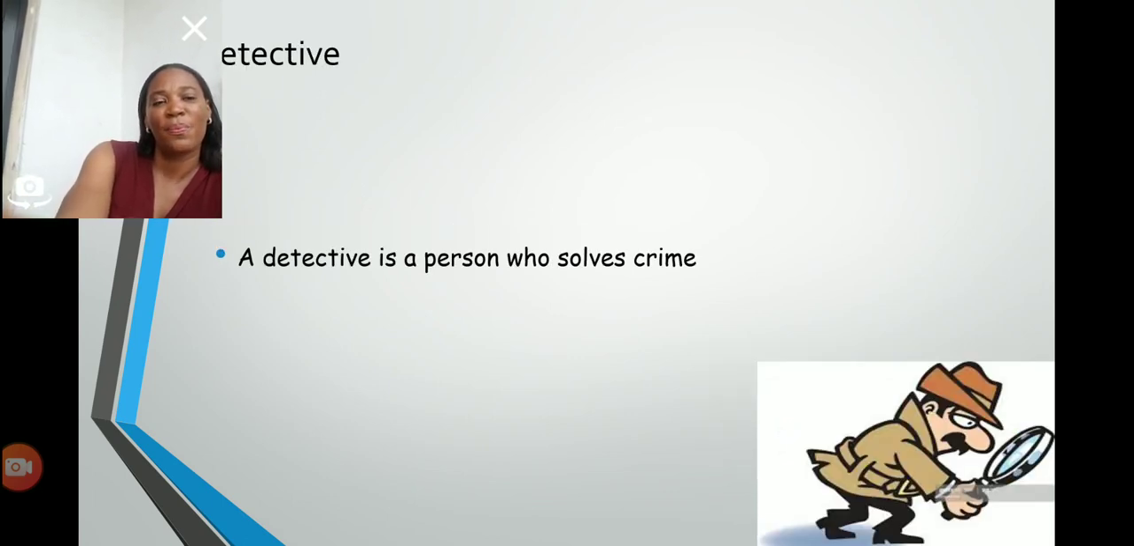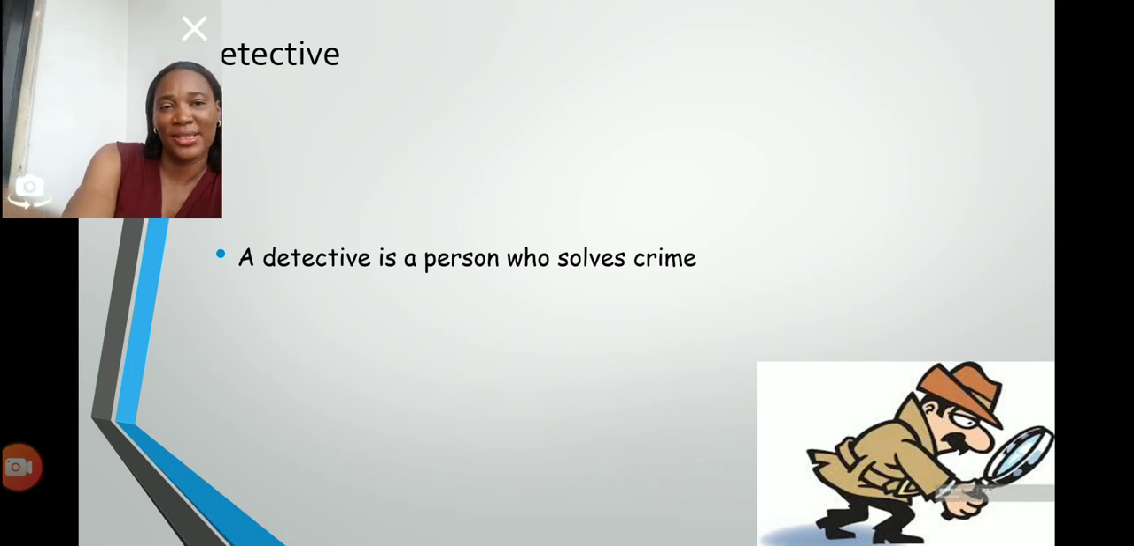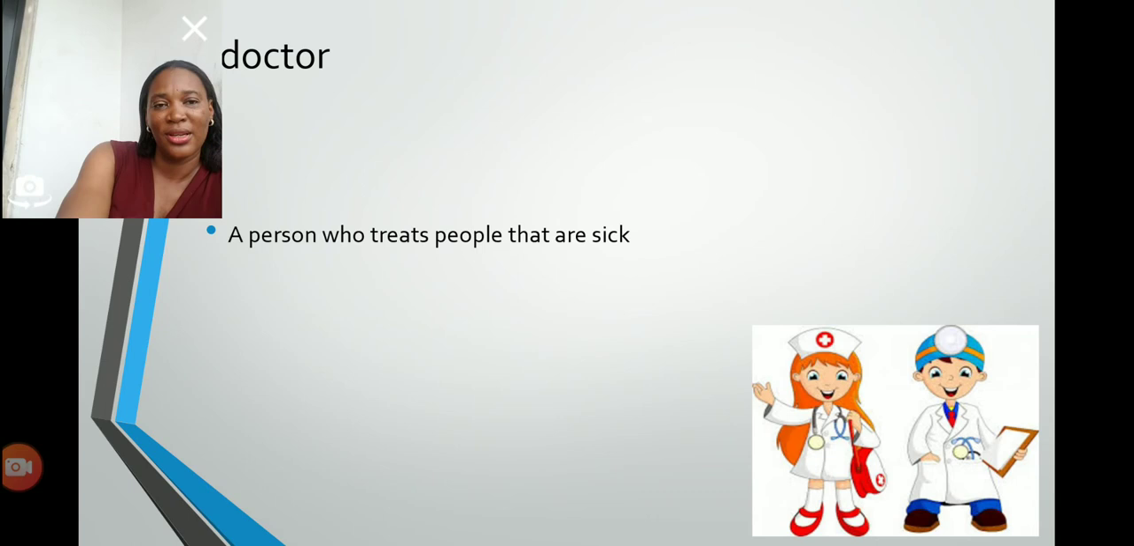A detective. A detective is someone who solves crimes, and detectives could work on their own, or they could work with military agencies or the police force. A detective is a person who solves crimes. And detective is spelled D-E-T-E-C-T-I-V-E. Detective.